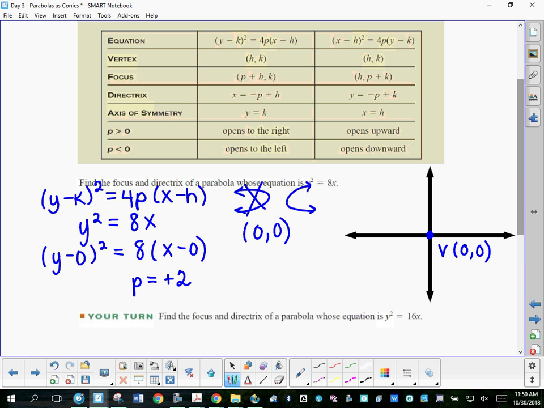Now, we knew this graph was either going to open left or right because it's a y squared. We know it's going to open right because the p-value is positive. How far to the right do I need to go before I hit the focus point? 2 units over. So I'm going to go 2 units to the right. I'm going to put a dot there, and then I'm going to put an F above it. What are the coordinates of the focus? Ryan Smith, what will they be?